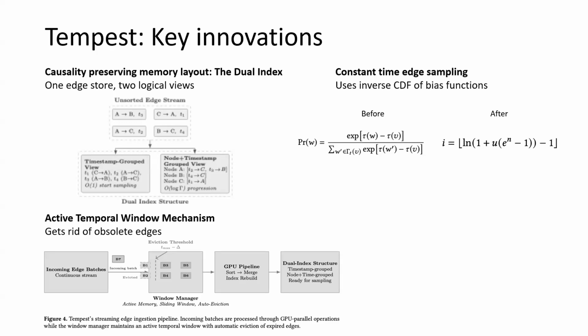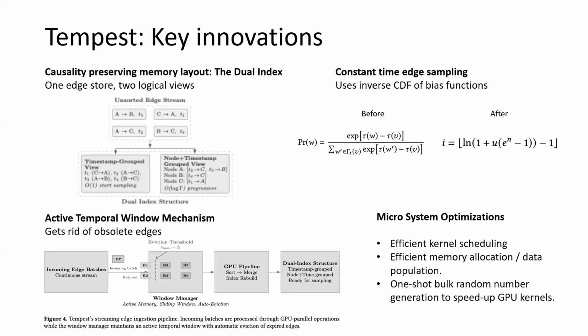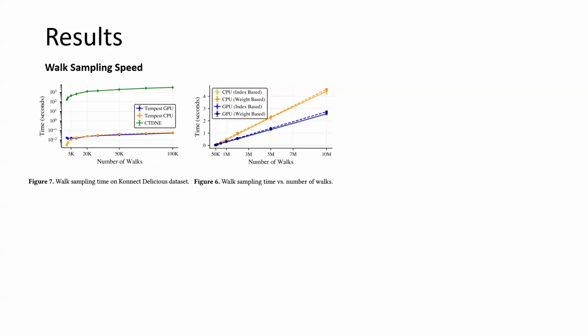And this is tunable by the downstream application. And we also did a lot of microsystem level optimization to make it fast. So the results: we compare Tempest with a Python-based baseline at the beginning. The Python-based baseline is vectorized and using NumPy and all of this. Still, it's 60,000 times slower than Tempest.